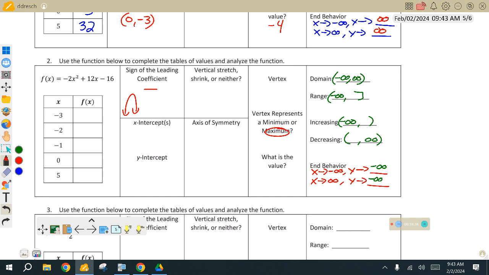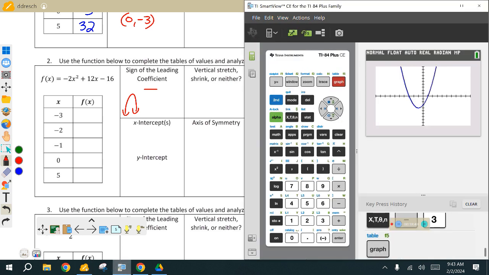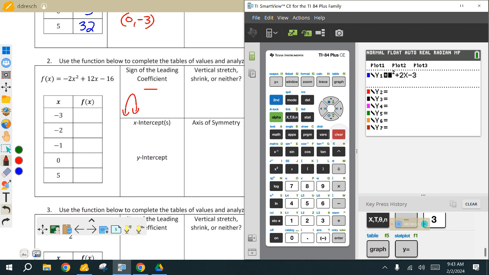Okay, I need to complete that table. It's just good practice with inputs, outputs. It's good evaluation skills. Now, before I do all that, though, don't do all that. I'm going to show you a small trick. Let's go put that into our calculator. Okay, let's clear that thing out. Let's go punch in -2x squared plus 12x minus 16. I'll give you all a second. Desmos people, you're doing the same thing there. Go ahead and hit graph. We'll come back to this table in a few minutes.